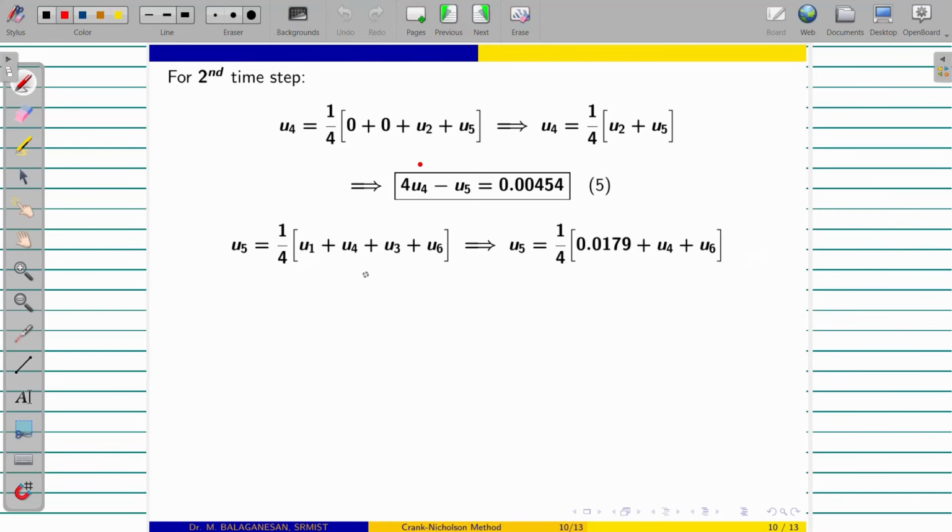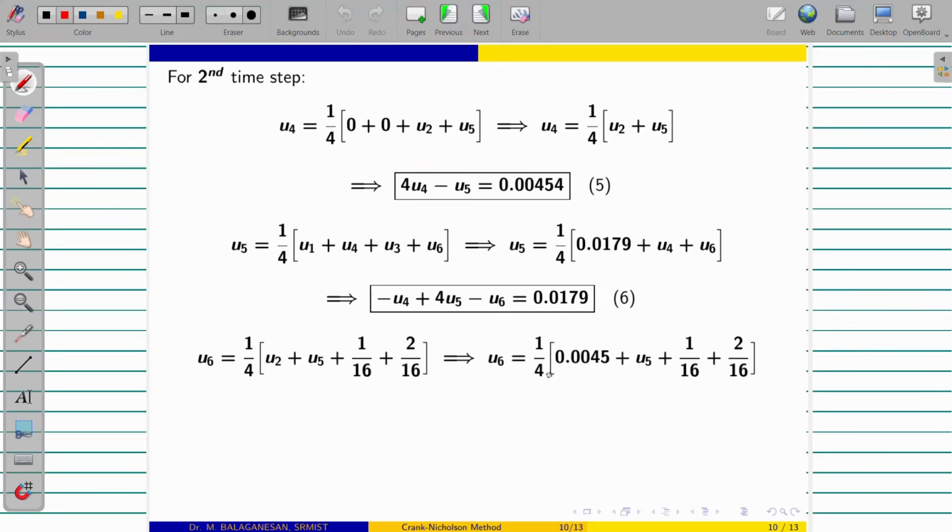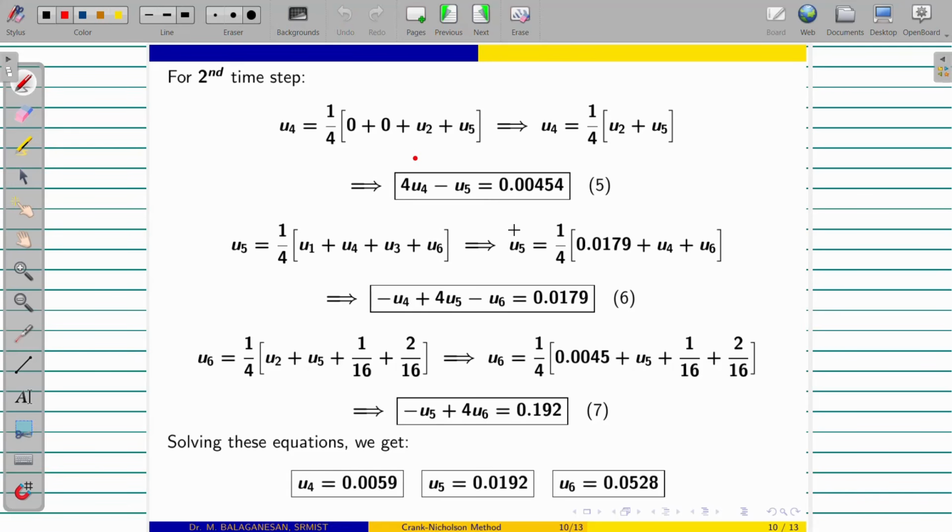Similarly, proceed for u5, we can get one equation, and proceed for u6, we will get another equation. Solving 5, 6, 7 using three unknowns. What are the three unknowns? u4, u5, u6. Here u4 is there, u5 is there, u6 is not there. That coefficient you have to give 0 in your calculator. Do not leave it blank, right? So solving these three equations, we can get the u4 value, u5 value, u6 value.